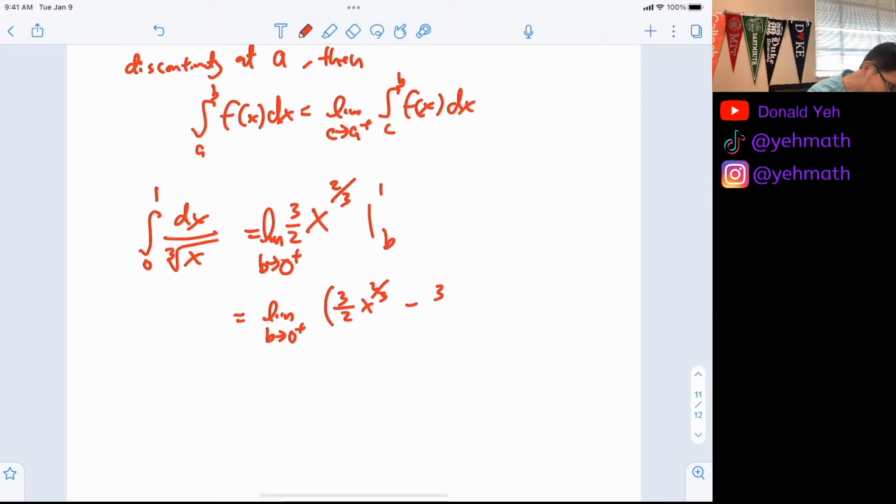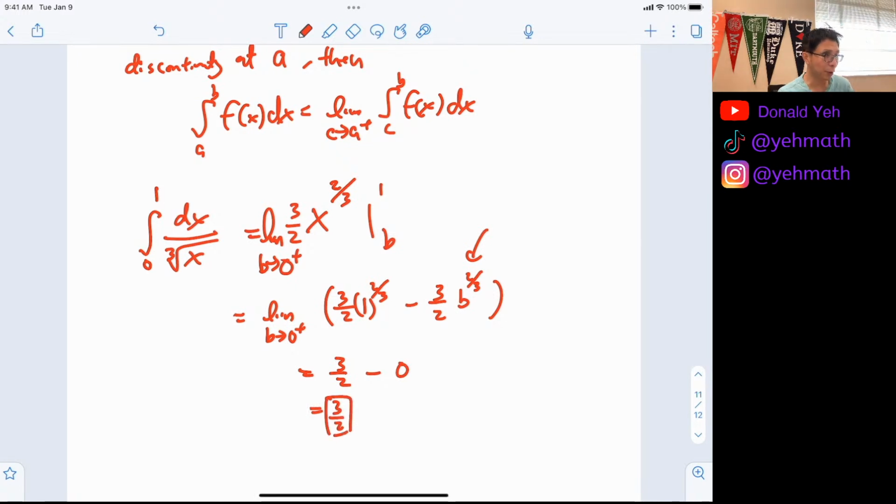So 3 over 2 times x to the 2/3, which is 1, minus 3 over 2 times b to the 2/3. If I plug in 1 here, sorry, this is 1, which is equal to 3 over 2 minus, if we're approaching 0, what will happen? Just 0, right? So the answer is 3 over 2. So it looks very scary, but the only thing that is different is approaching 0 from the positive side instead of infinity.